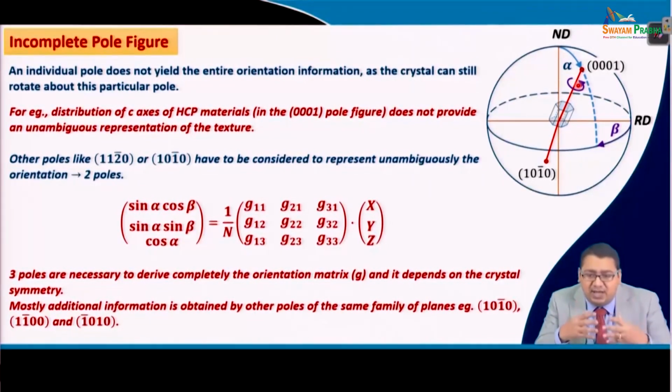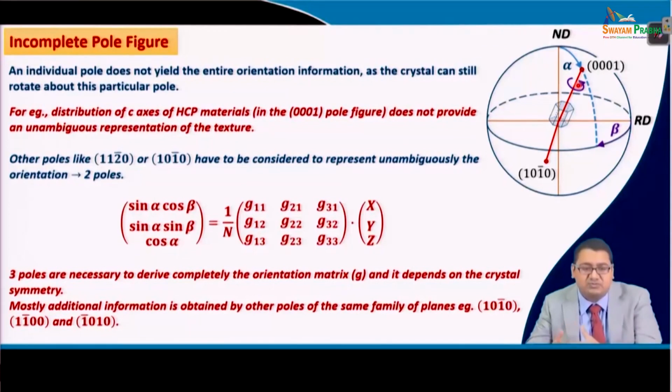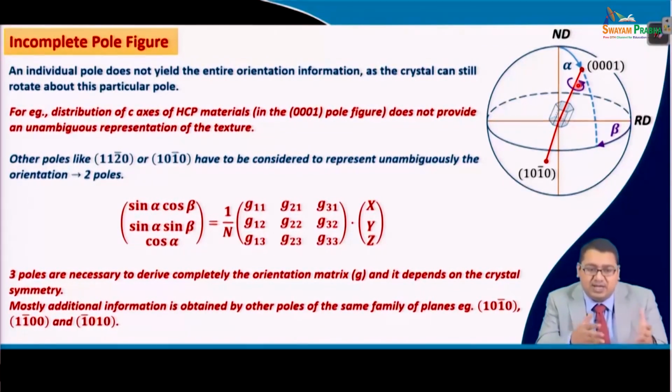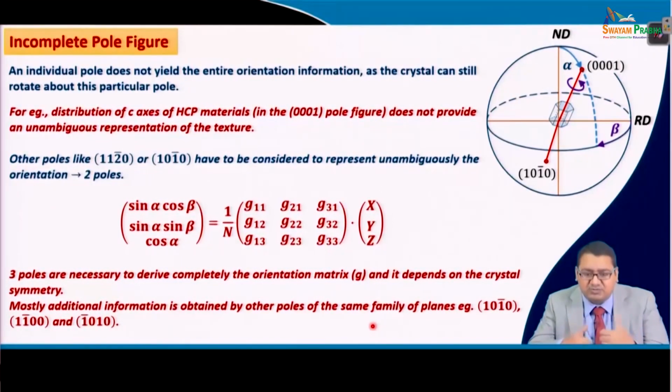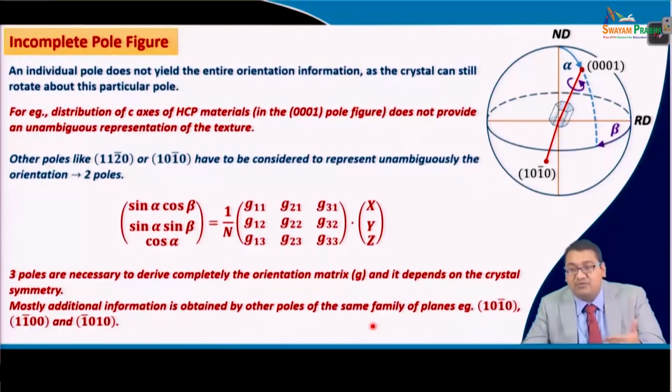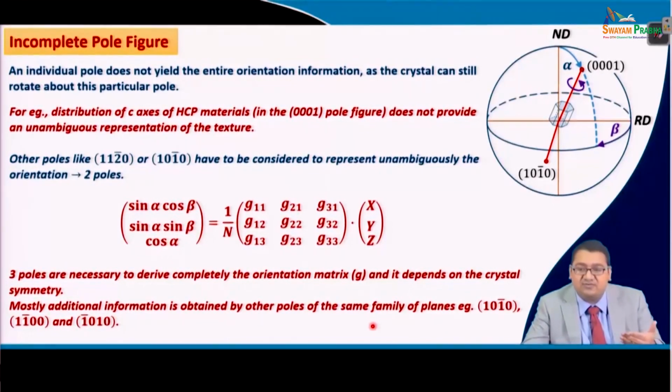So, we need to show the other poles, like 112 bar 0 or 101 bar 0. So, we need to show the other pole figure, either 112 bar 0 or 101 bar 0, to show the full representation of texture. Now, you see these 112 bar 0 poles represent three poles, which are at 120 degrees apart. So, you can see that we can observe these three poles, and so using the one pole figure of 0001 and another pole figure of either 112 bar 0 or 101 bar 0, we can get the full information.